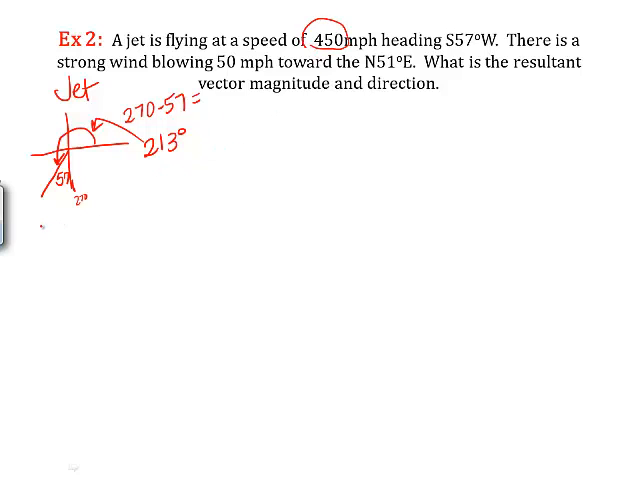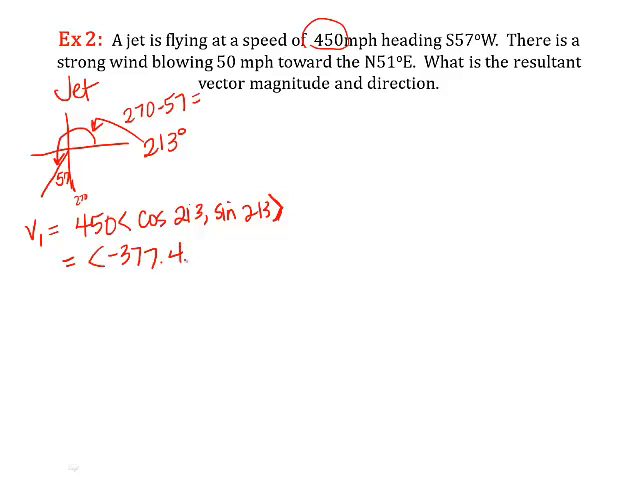So to find my component vector, I'm going to do 450 times the cosine of 213, and 450 times the sine of 213. Okay, give me this. I get negative 377.4 and negative 245.1. Okay, so that's that vector.